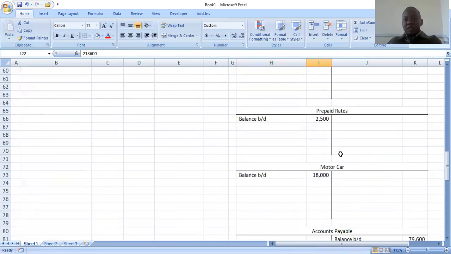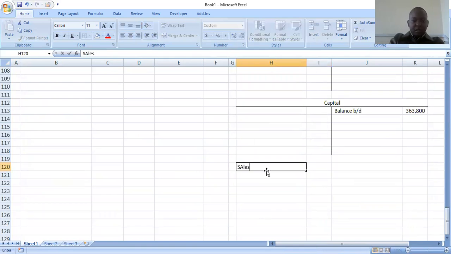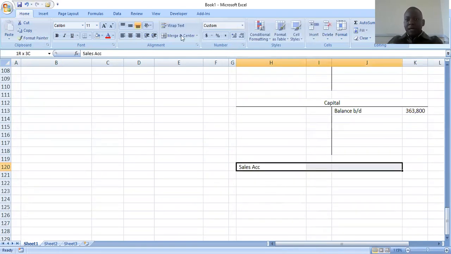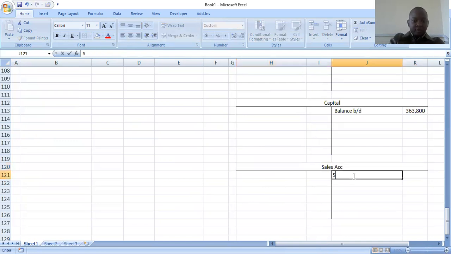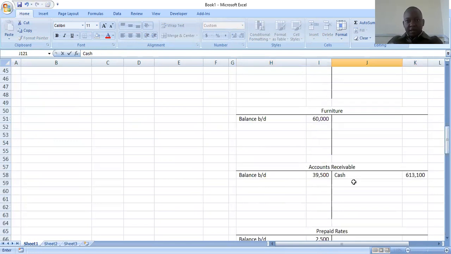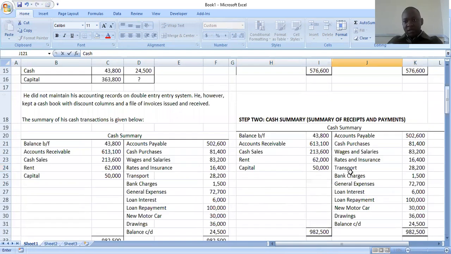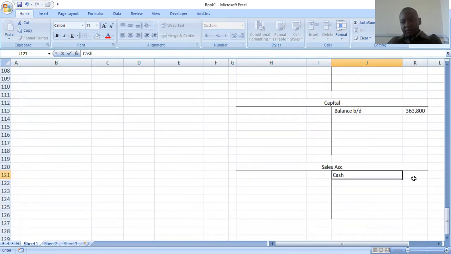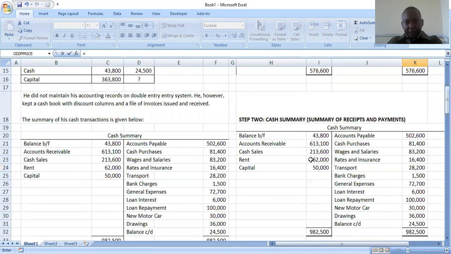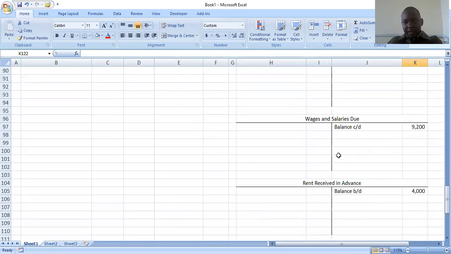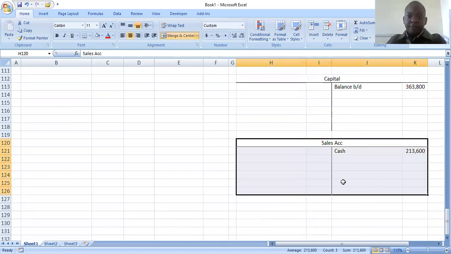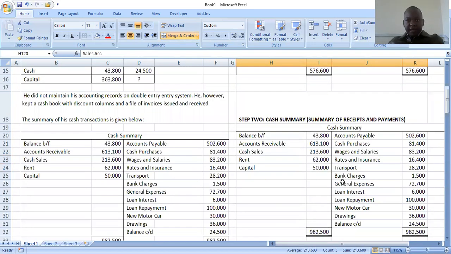And you don't have a sales account as yet, so you open one. The sales account should be credited whenever a sale is made. In this case, a sale was made via cash, so we credit the sales account by cash, and the amount is 216,300. So that is our sales account. That's how it should have been done. Then we move on to the other item.